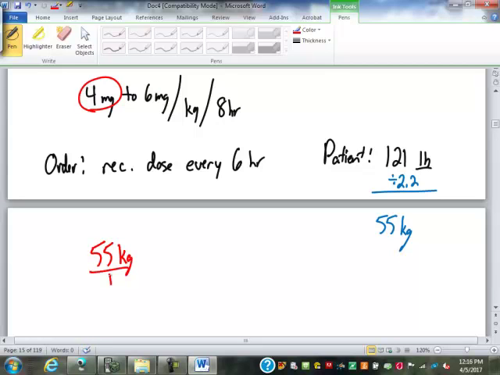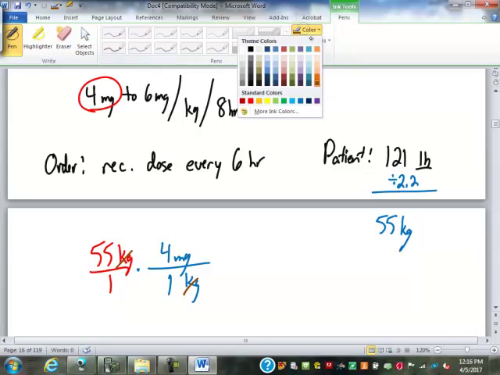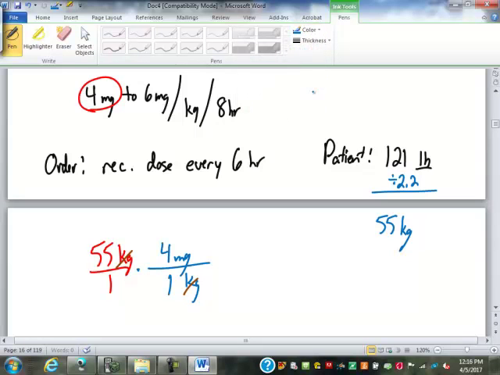So this is 55 kilograms. We're going to put it over 1. Kilograms are going to go on bottom here. So it's 4 milligrams per 1 kilogram. Kilograms cancel out. That's going to give us 220 milligrams over 1. But we have to remember that is per 8 hours.